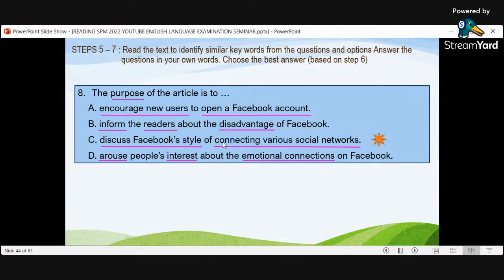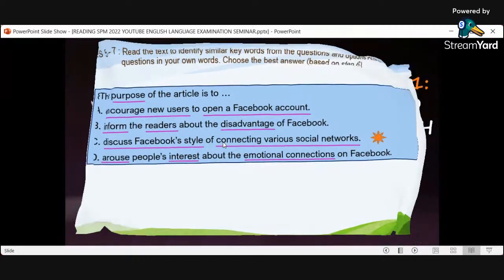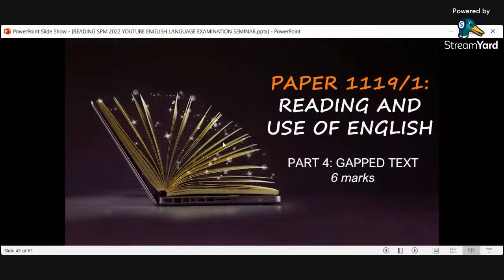It didn't tell definitely disadvantage. And it's also not arousing or making people think about the emotional connection on Facebook. But the best answer would be C. Okay. That's part 3. Any questions? No. No questions means good. All right. Part 4, gap text, 6 marks.